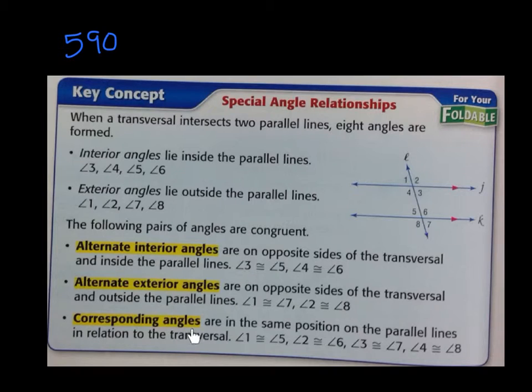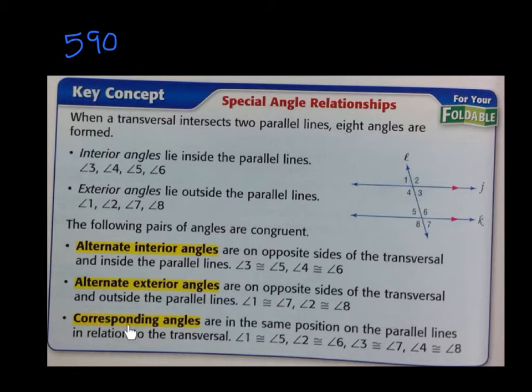We also have corresponding angles. Now these are angles that are in the same position in relation to the transversal. So for example, angle 1 and 5. See how they're both on top of the parallel lines, and they're this angle right here. So those are corresponding angles. Angle 4 and angle 8 would be corresponding. They're in the same position in relation to this transversal. Okay, 7 and 3 are corresponding, and 6 and 2 are corresponding.